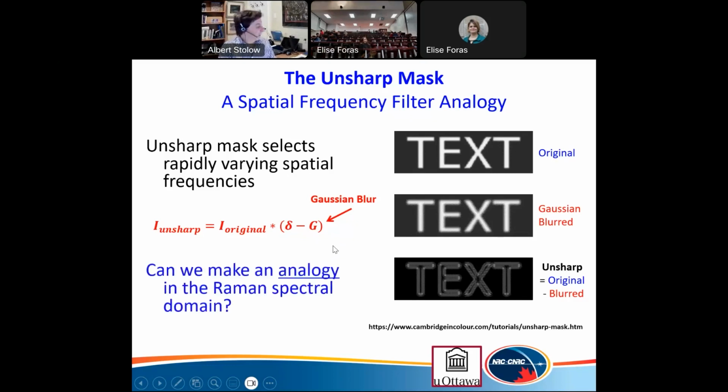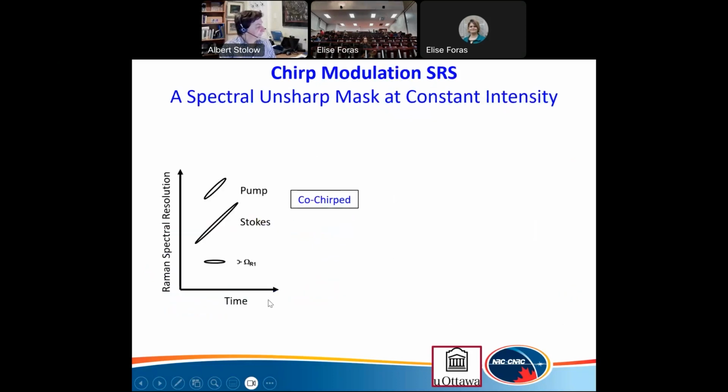So can we use this idea to make an analogy in the Raman spectral domain? Because here we have something which is sharp, meaning it varies rapidly with space, and here's something smooth, which means it varies slowly with space. Can we use this idea in the Raman spectral domain? And it turns out that we can, and I'll explain as follows. This technique is called chirp modulation SRS, and you can think of it like an unsharp mask in the frequency domain. So you remember I described to you how we do our Raman spectroscopy. We have the pump and Stokes, and we give them the same sign of chirp, both a positive slope here, such that their difference frequency is narrow. Difference frequency means the distance between these two pulses is constant, and this gives a narrow band frequency.